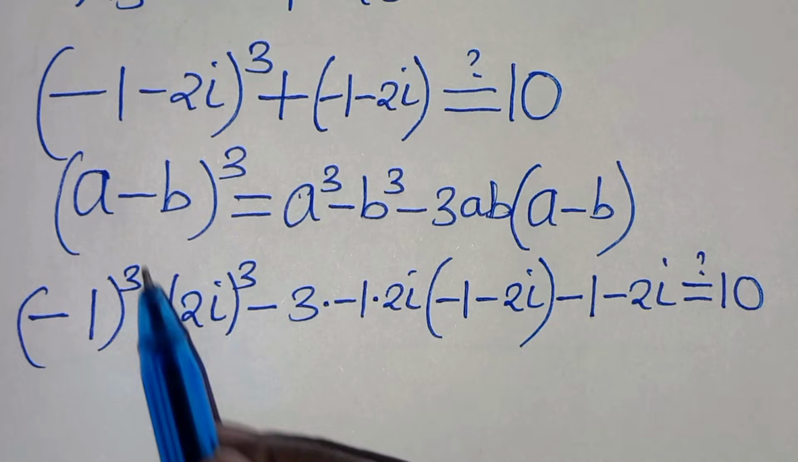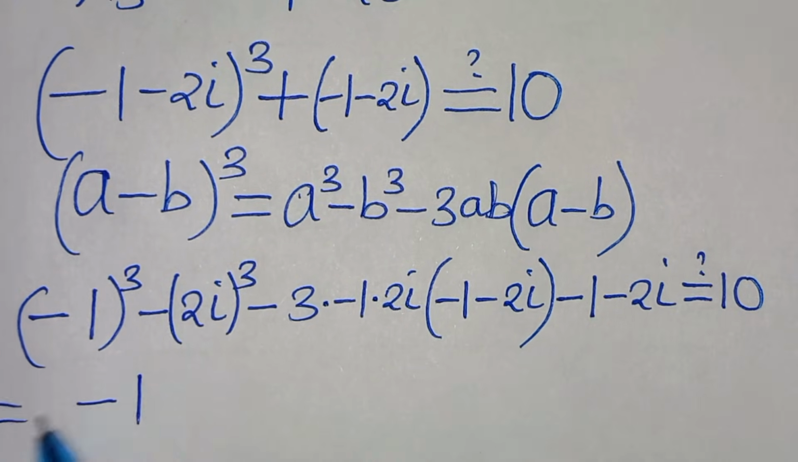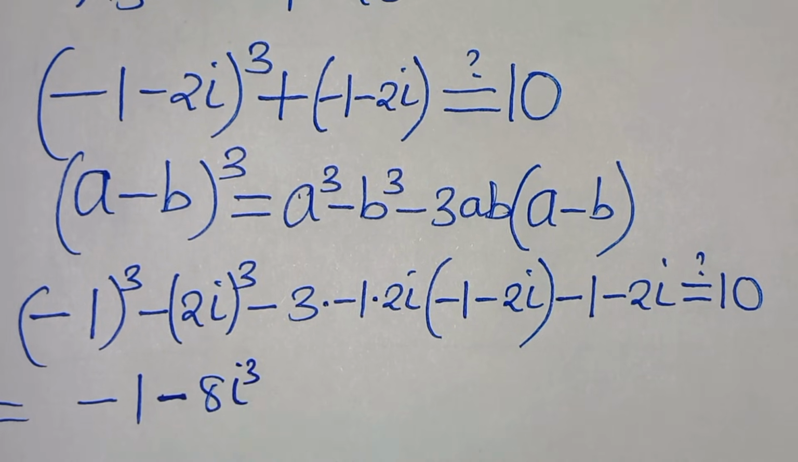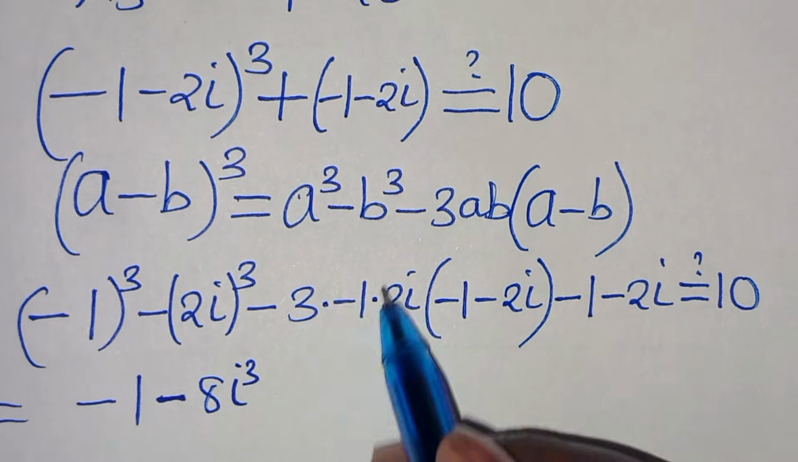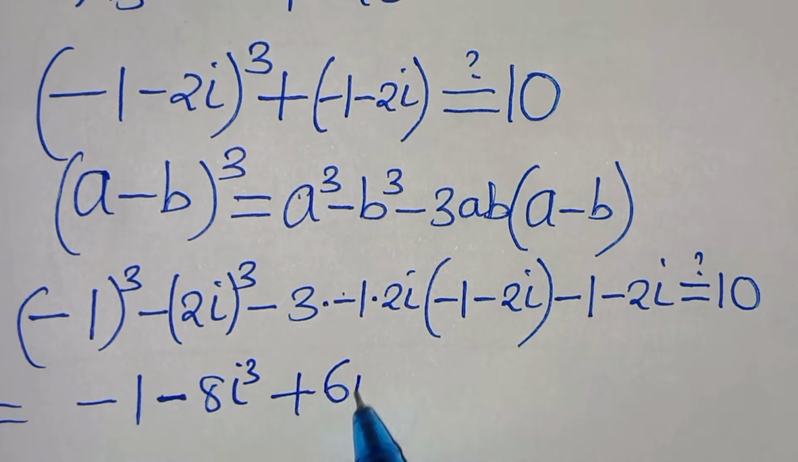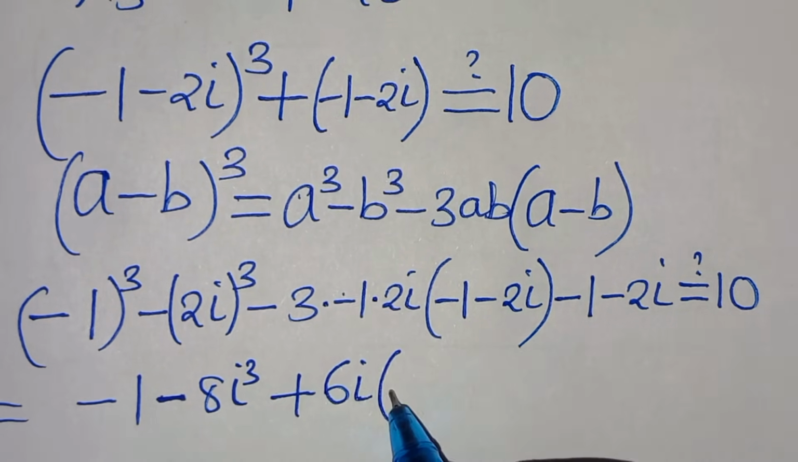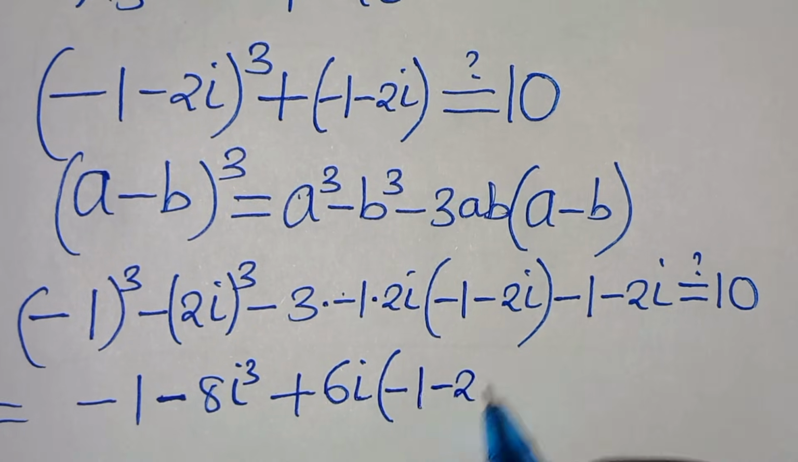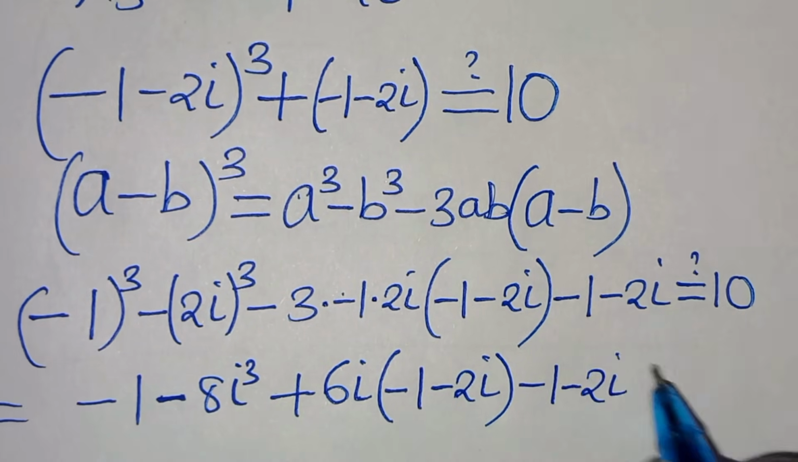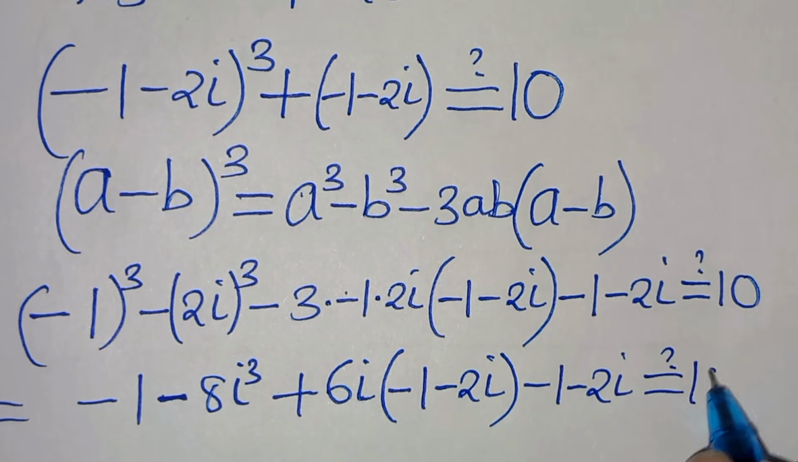So this is (-1)^3, this is -1. Then this is minus 8i to the power of 3. Then we have -3 times -1, this is 3 times 2i, this is plus 6i into the parentheses. This is -1 - 2i. Then -1 - 2i. This should give us a value of 10.